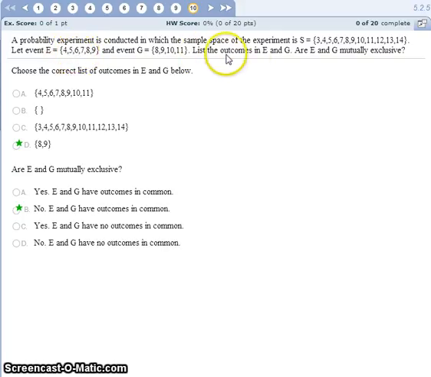So we're going to try to list the outcomes that are in both of them, if there are any, and there are. 8 and 9 are in both E and G. So what that means is that they're not mutually exclusive because they have outcomes in common. If they had no numbers that were similar, then they would be mutually exclusive.